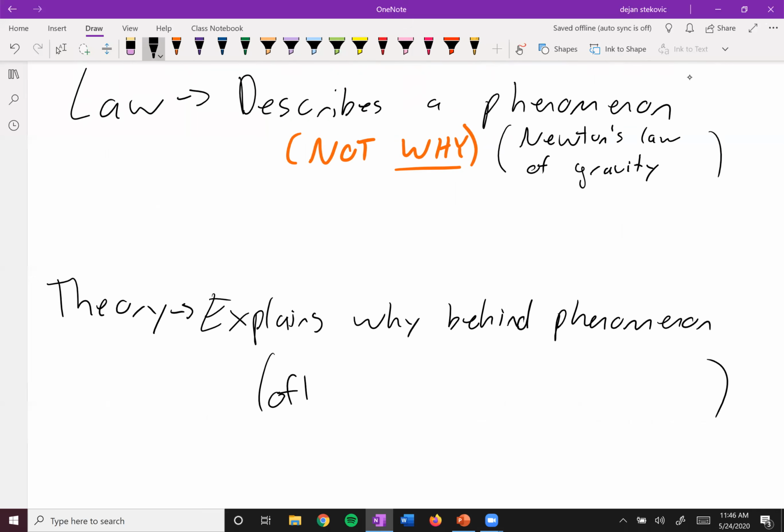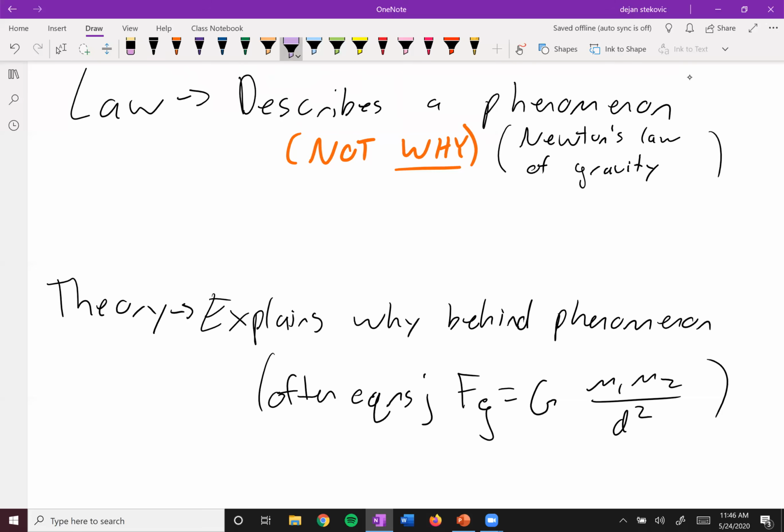And so theories often come as equations. So for example, for gravity, we have the force of gravity is equal to G m1 m2 over distance squared. So while Newton explains that things fall down, the theory explains that there's a force that's pulling things down, and this force is proportional to the mass and the distance between the objects.